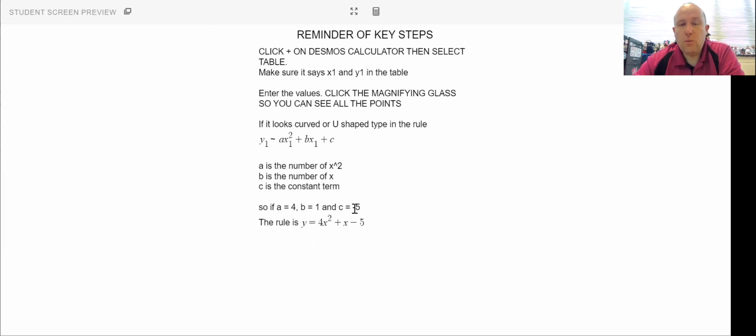So if you ended up with 4, 1, and -5, that would mean that the answer is 4x squared plus 1x, or just plus x. And then on the end there, you'd put -5. So even though it says plus C, if you add -5, that's just the same as subtracting 5. So you could fill those ones in.